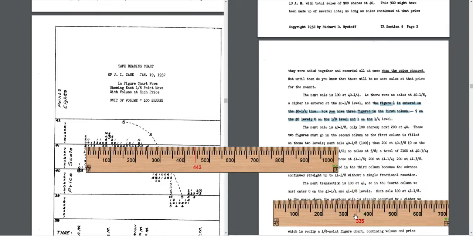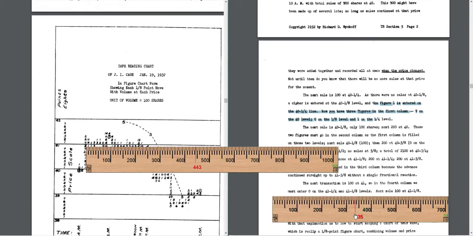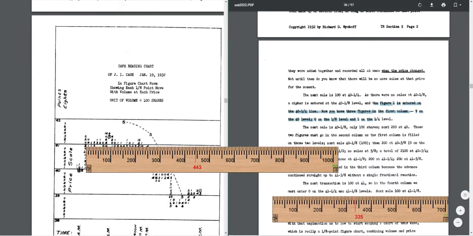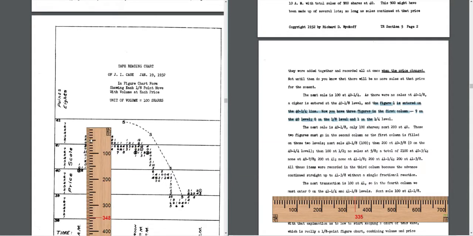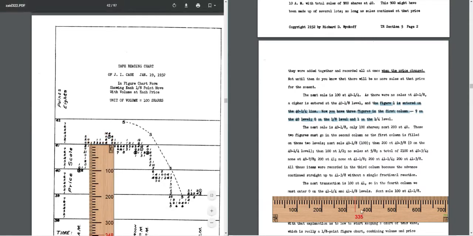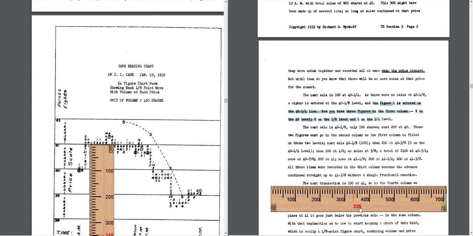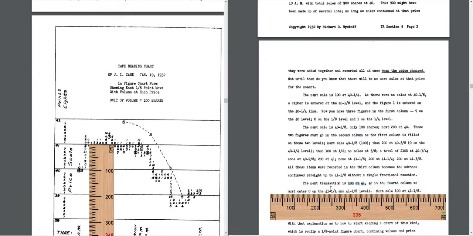So in the fourth column, we must enter 0 on the 41 and fourth and 1/8 levels. All he's saying is 0, 0 because what happened was after the 2 at the top right here, it skipped 2 prices and traded 1 below. So this is 41 even, right? So that's why he's saying that's all he's doing. 100 at 41. So the fourth column we must enter 0 at 41 and 1/4 and 41 1/8.